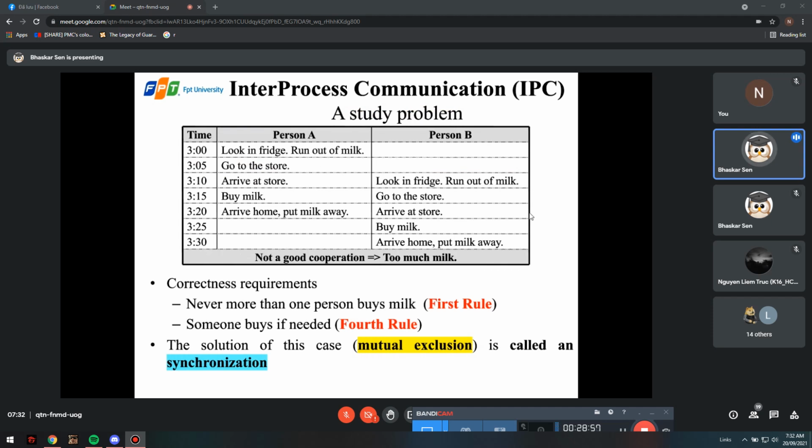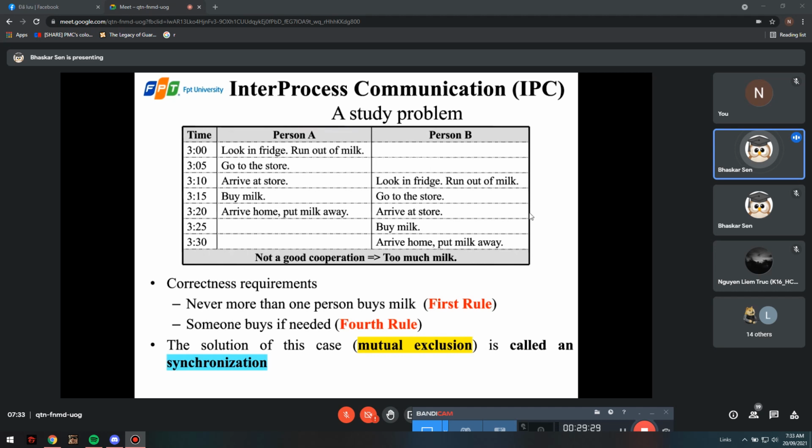Now, here's a slide to show you what a race condition is all about, for an analogy. Now, process A and process B, and you see person A and person B. Okay. Now, if Mr. B could start checking the refrigerator a little later, then probably they wouldn't have ended up with too much milk.